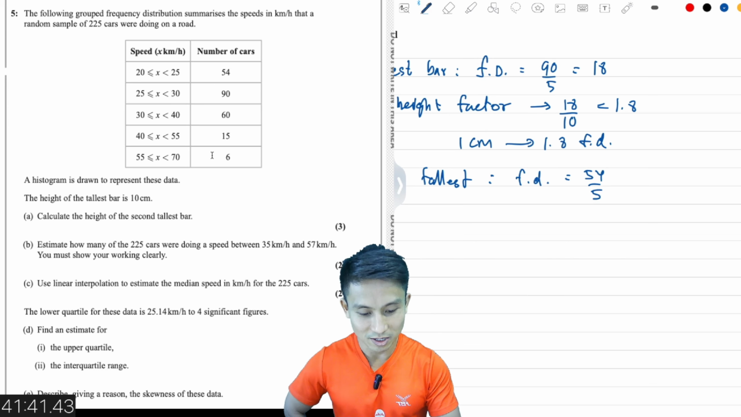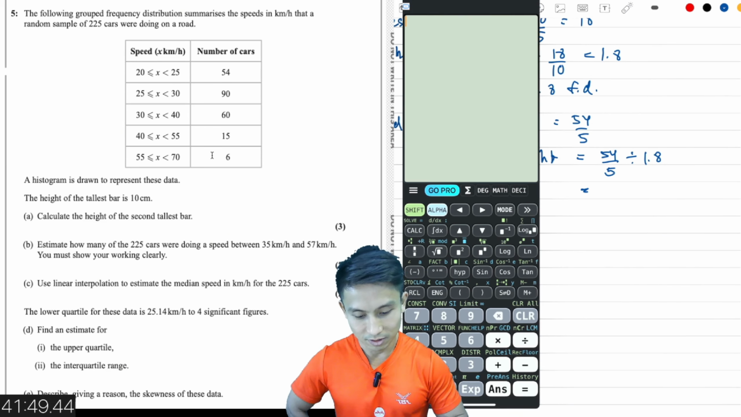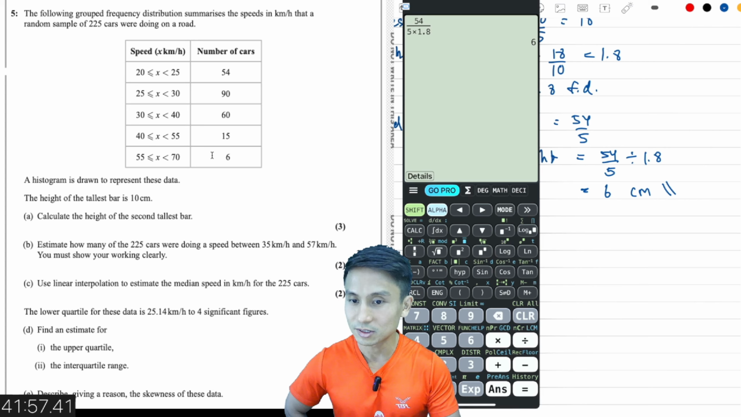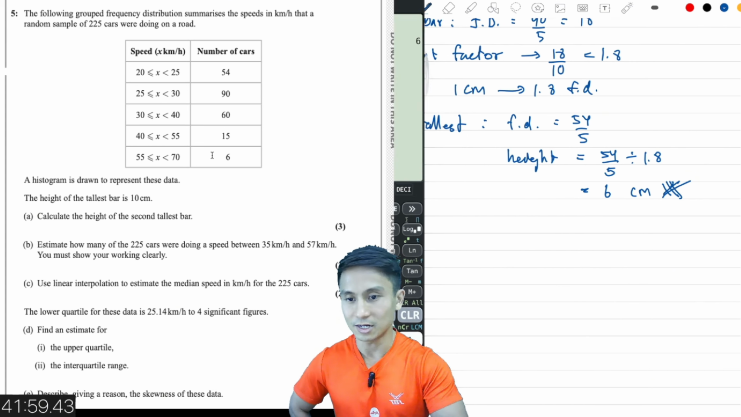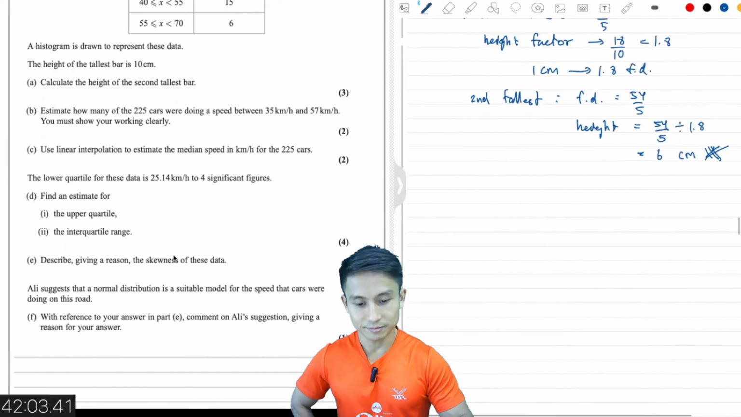So this will be, just do a factor there, 54 over 5 divided by 1.8 will give you the height, right? So 54 over 5 times 1.8 down here instead. Okay, so that's going to be 6 centimeters. For the second tallest height, second tallest bar.